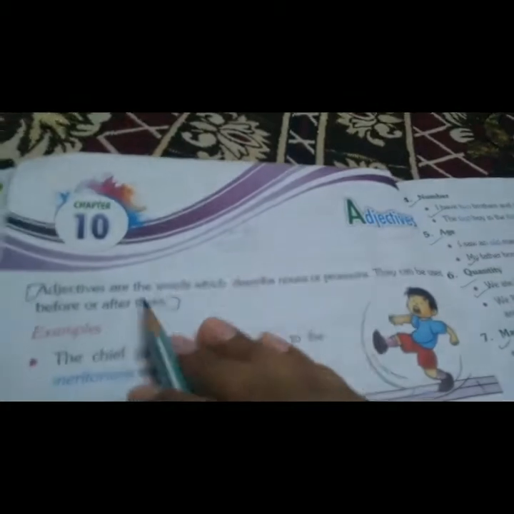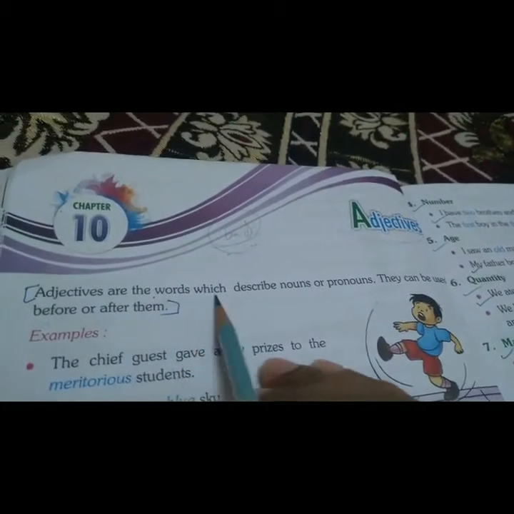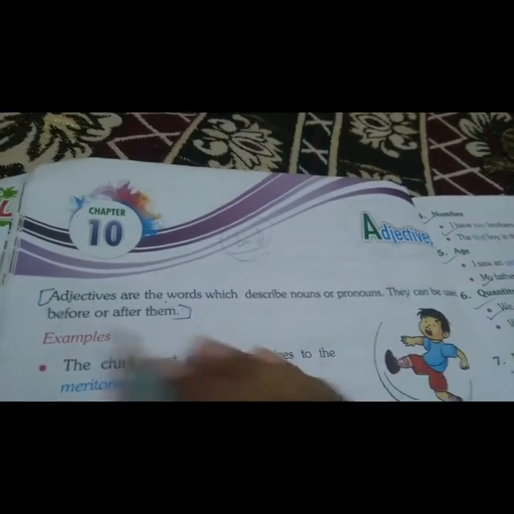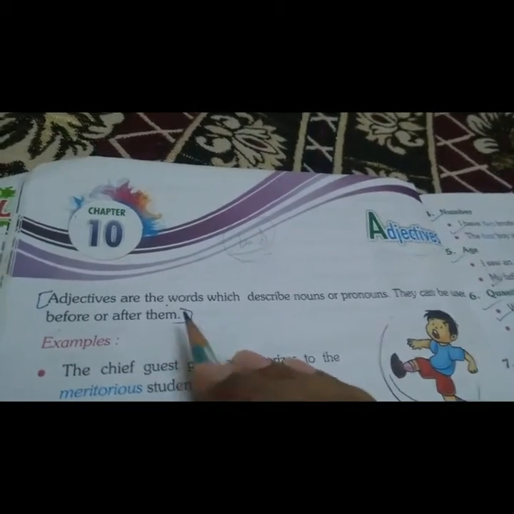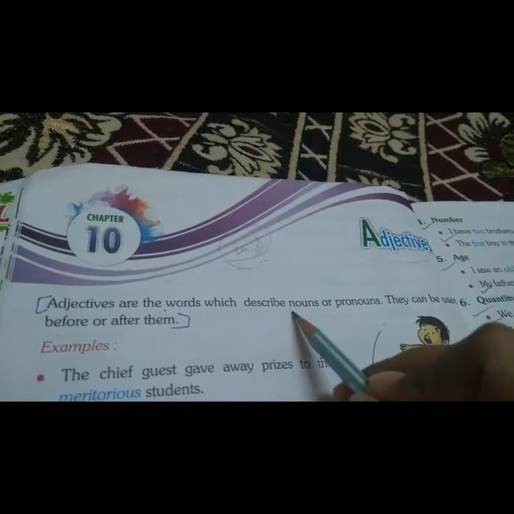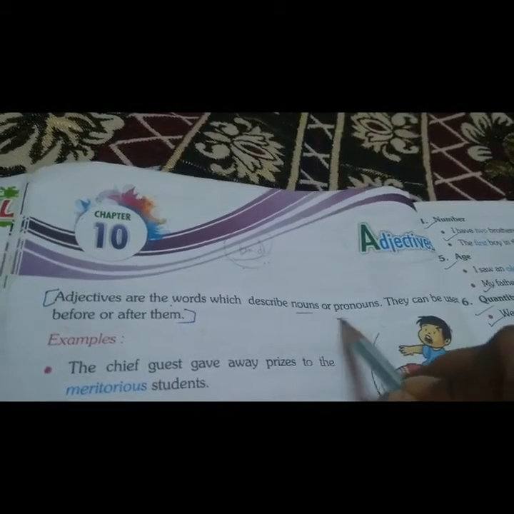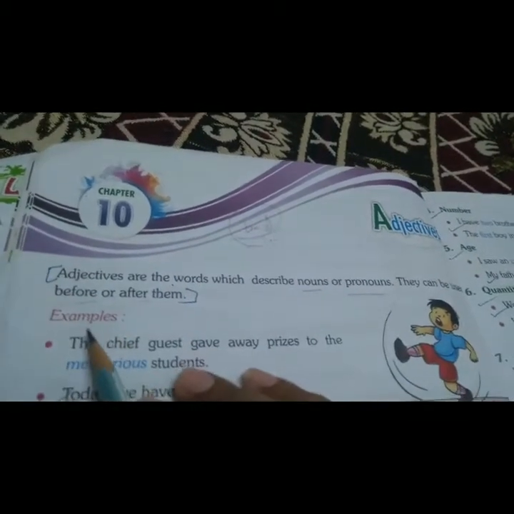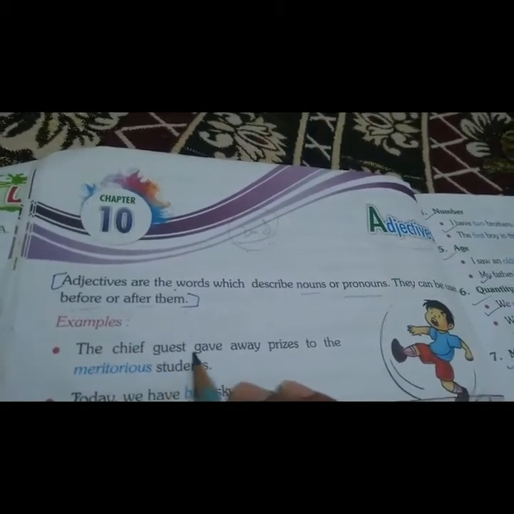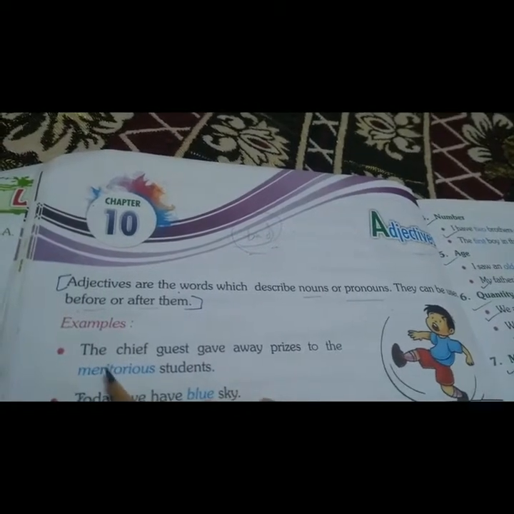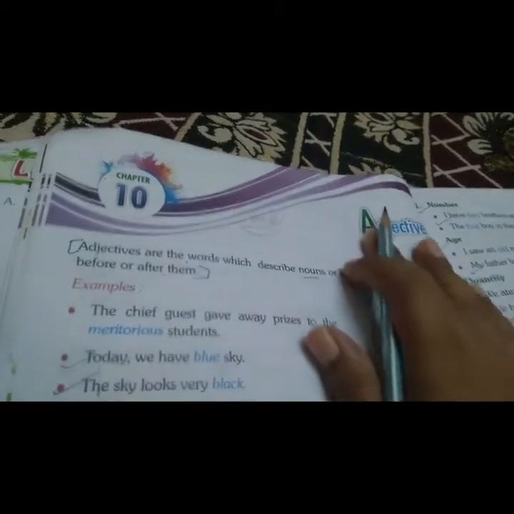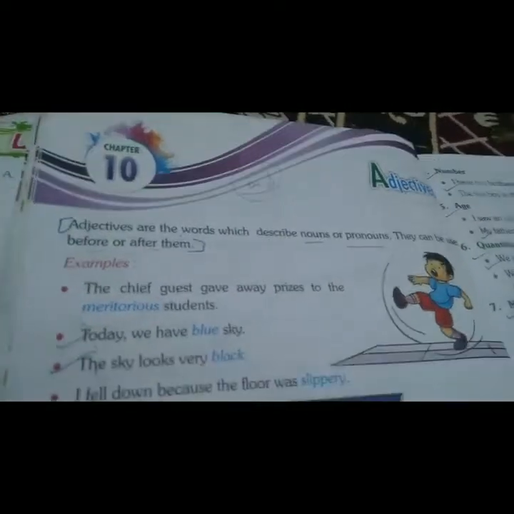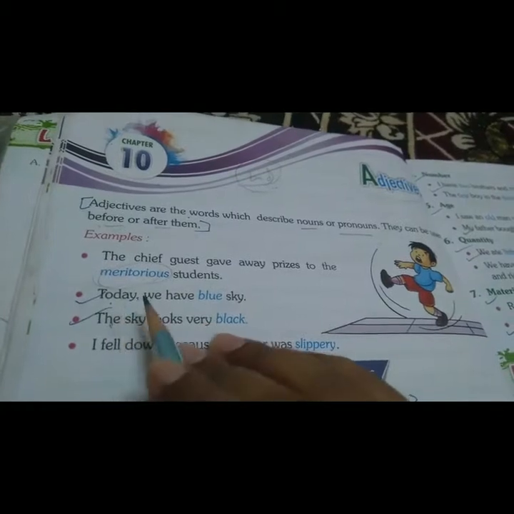Now let us go through the chapter. Adjectives are the words which describe nouns and pronouns. They can be used before or after them, as I have already told you. For example, the chief guest gave away prizes to the meritorious student. What type of student was that? That student was meritorious.